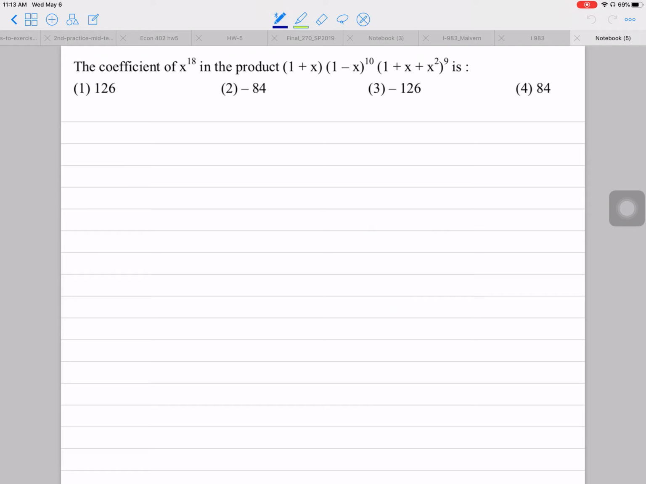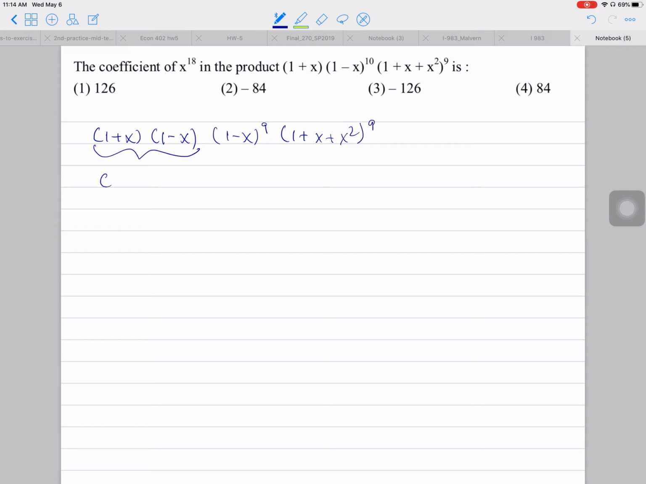The coefficient of x to the power 18 in the product (1 plus x) times (1 minus x) to the 10 times (1 plus x squared) to the 9 is. So let's factor the (1 minus x) to the 10. So that is (1 minus x) times (1 minus x) to the 9. Everything else remains the same.